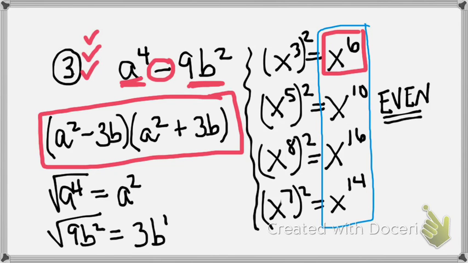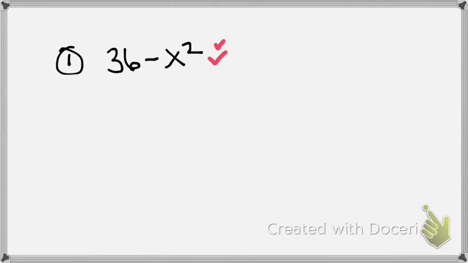Okay, so these are a couple of examples from the ones on the back that were yours to try. So I'm going to do that very first one. This was the 36 minus x squared. Again, checklist, two terms, yep. 36 a perfect square, yep. X squared a perfect square, yep. And then is there a minus between the two? Yep. So you're good to go.